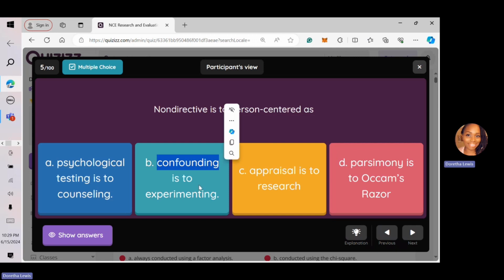Confounding is to experimenting. No, because just because you have an experiment does not mean it's confounded, right? Psychological testing is to counseling, right? Not necessarily, right? It'll be different if it says psychological testing is to Beck Depression Inventory, right? It'll be more relatable in that sense.